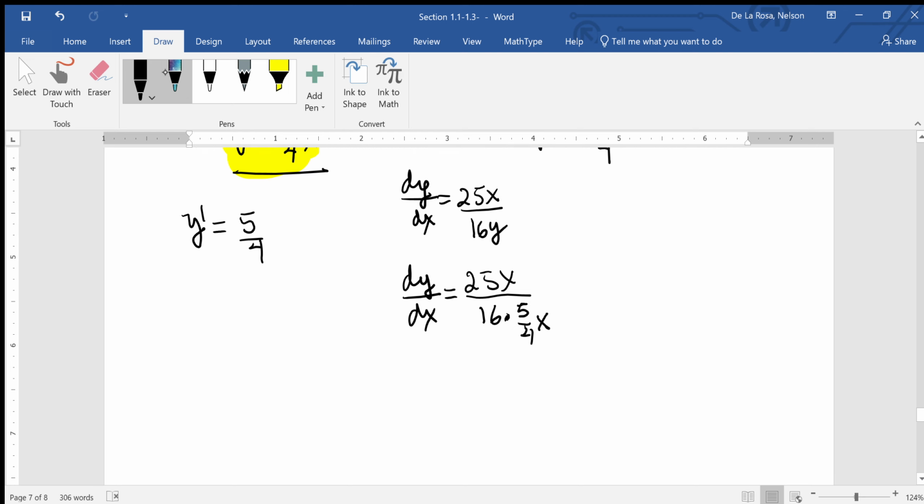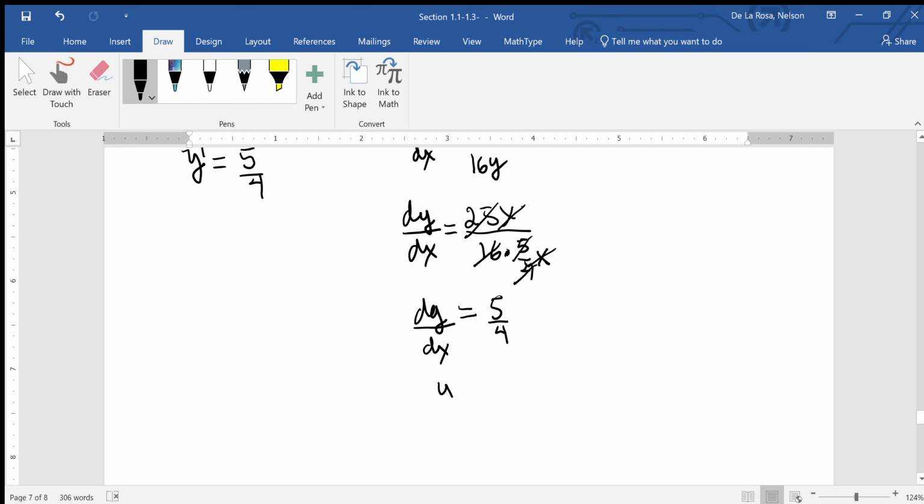So we have 16 and 4, you can simplify them. The x and the x can be simplified. 5 and 25 can be simplified. So what do you get? dy/dx is 5 over 4. But what is dy/dx? Remember, dy/dx is the same as y prime. This notation is Leibniz notation, and this one is prime notation, but they both represent the same thing.